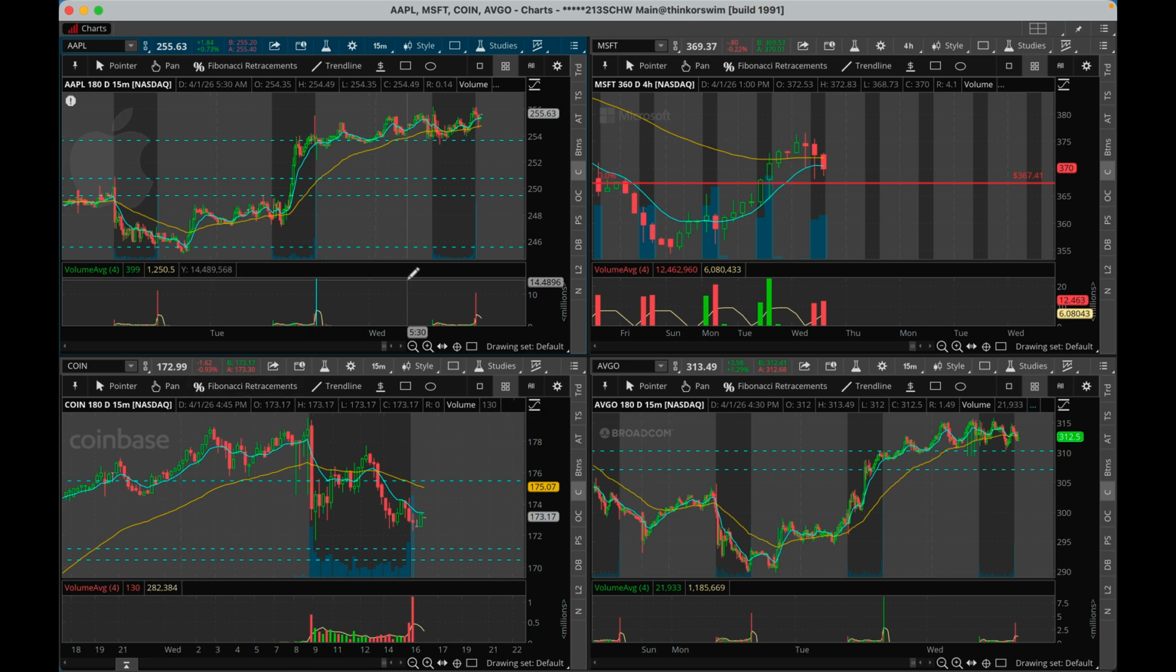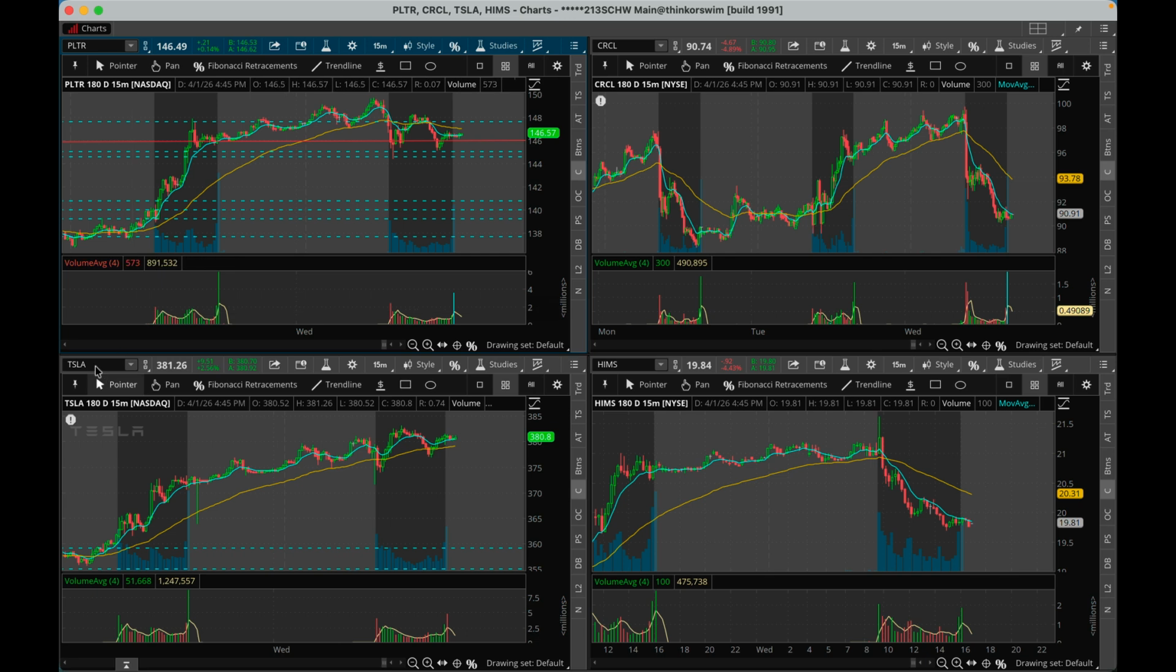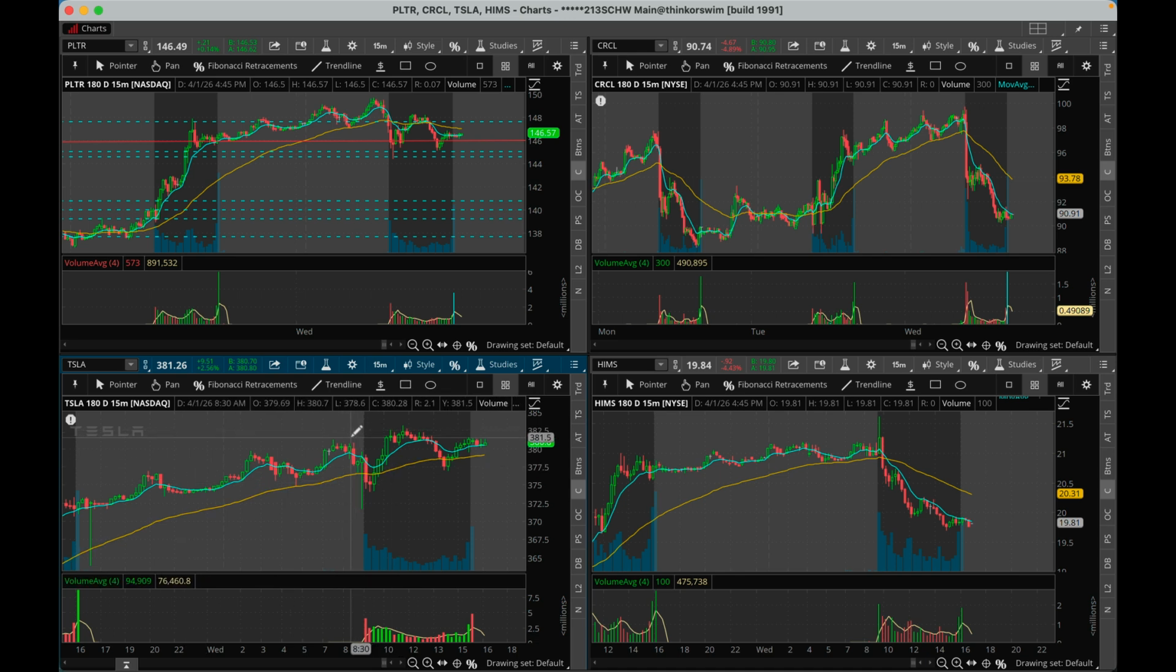You got Apple, Microsoft, Coinbase, AVGO. These are some heavy hitters, pretty much moving sideways on most of these. These are the 15-minute time frames. You also got Tesla, PLTR, Circle, HIMS. Most of these are moving sideways. Circle had a big move down. HIMS had a big move down. But Tesla is looking the strongest out of all these. I could expect this one to be up in the morning. You do have closes above the previous highs and higher lows, and it's looking stronger than most stocks.